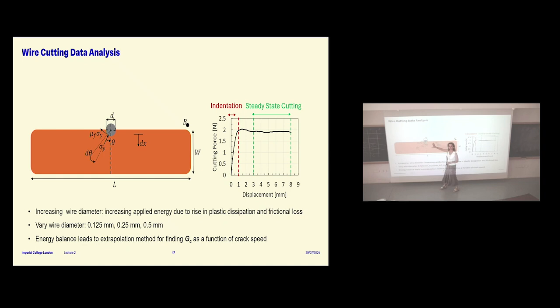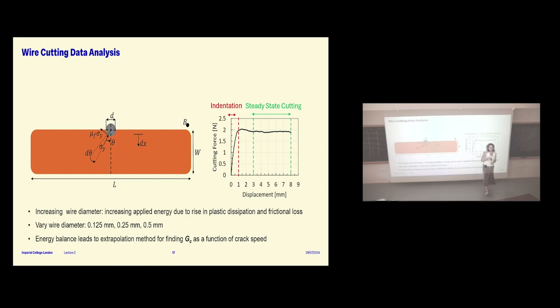Because then you can, basically down here, if you do the test at different rates, at different wire diameters, you get your cutting force and the displacement. You're going to get curves like this. So this is the initial indentation, but then you get a steady state cutting, and that's the force that you want. And you do this as a function of increasing wire diameter.